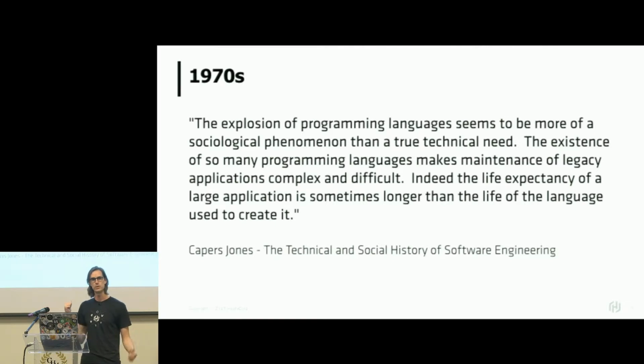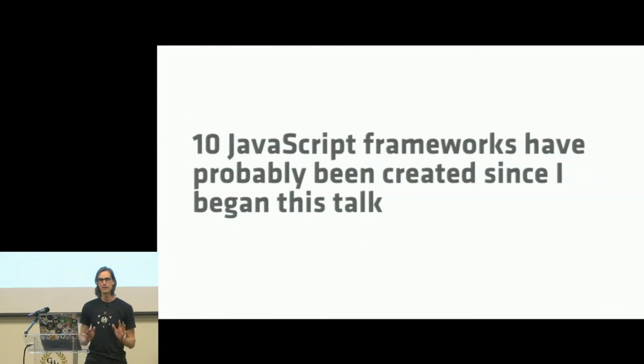So Capers Jones, in his book, A Technical and Social History of Software Engineering, wrote that the explosion of programming languages seems to be more of a sociological phenomenon than for true technical need. The existence of so many programming languages makes the maintenance of legacy applications complex and difficult. Indeed, the life expectancy of a large application is sometimes longer than the life of the language used to create it. There's something in that. I mean, I could make a cheap joke about JavaScript.